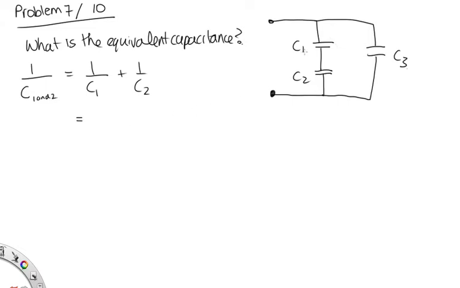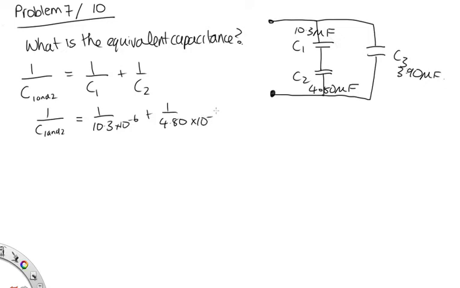So C1, we're told in the question, is 10.3 microfarads. C2 is equal to 4.80 microfarads, and C3 is equal to 3.90 microfarads. So 1 over C1,2 is equal to 1 over 10.3 times 10 to the minus 6 plus 1 over 4.80 times 10 to the minus 6. So solving this on the calculator, and remembering to invert it, we end up with C1,2 is equal to 3.27 times 10 to the minus 6 farads.